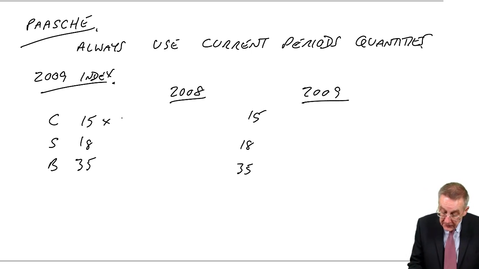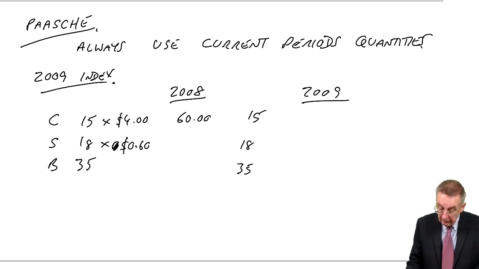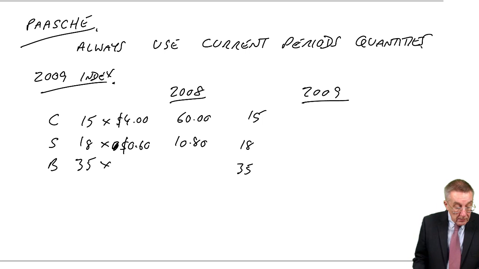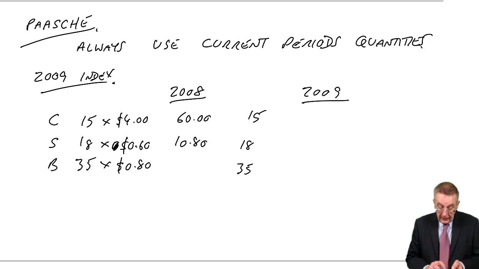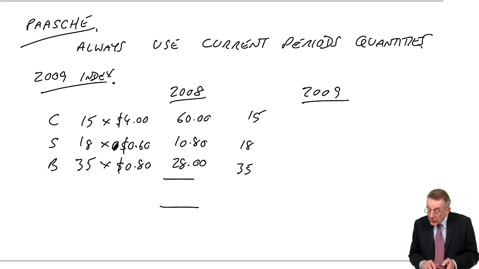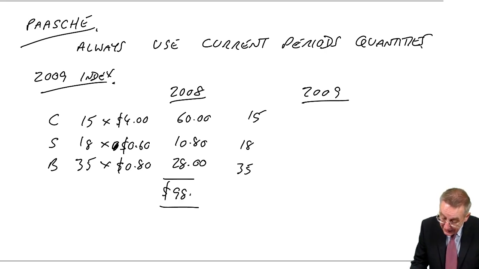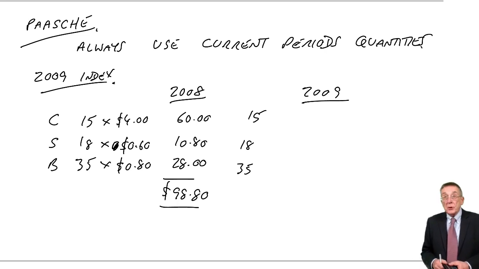So in 2008, coffee was $4. Sugar was 60 cents. Bread was 80 cents. And so the 2009 quantities would have cost 98.80.